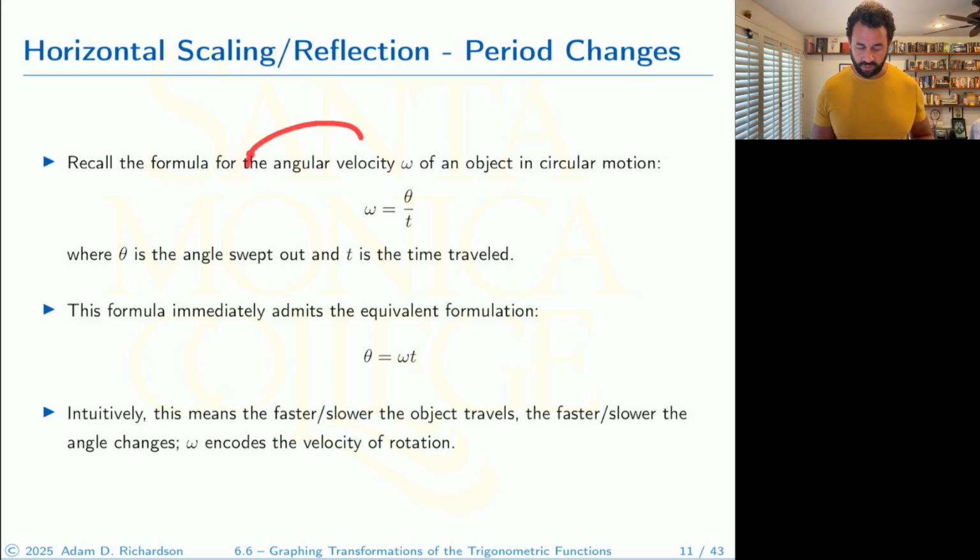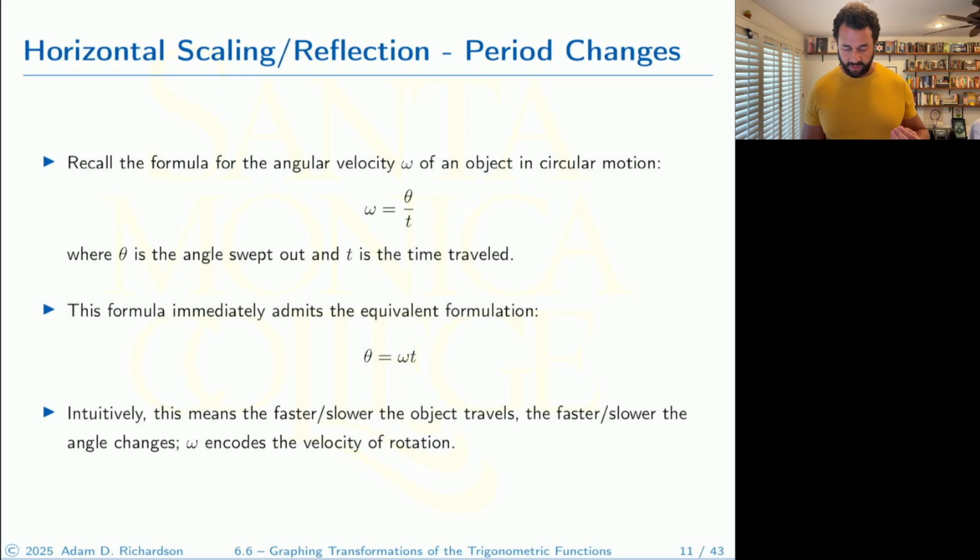So you remember the formula for angular velocity of an object in circular motion? We talked about it back in section 6.2. Omega equals theta over t. This is basically the change in the angle versus time, right? How much the angle is changing. It's like the speed of the angle changing, where theta is the angle swept out and t is the time traveled. Now, this formula immediately gives you an equivalent formulation just by multiplying both sides by t. It says that theta equals omega times t.